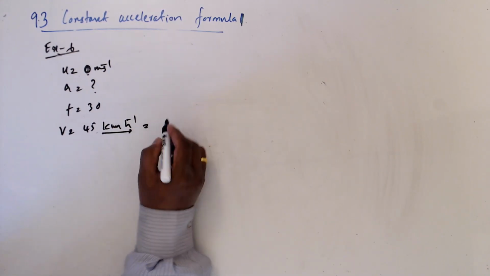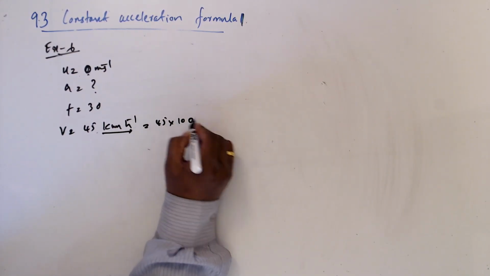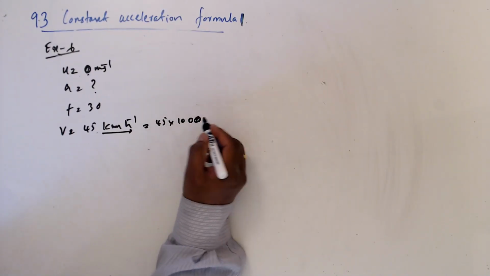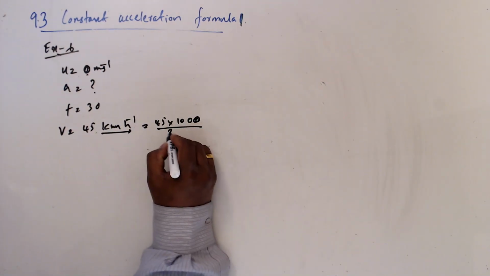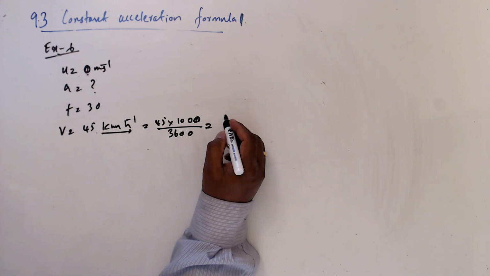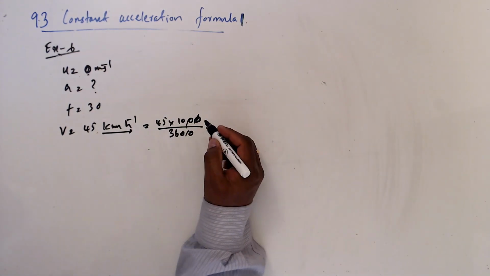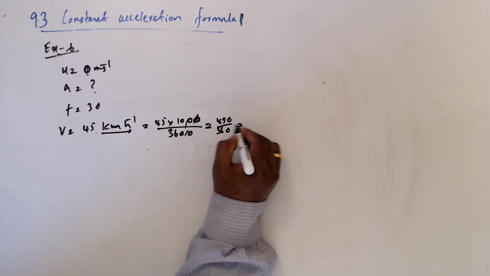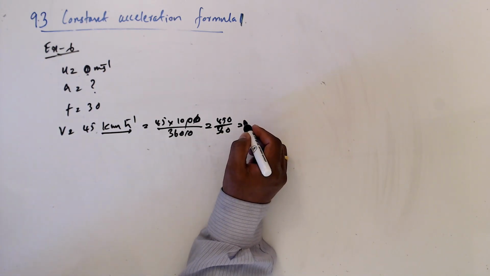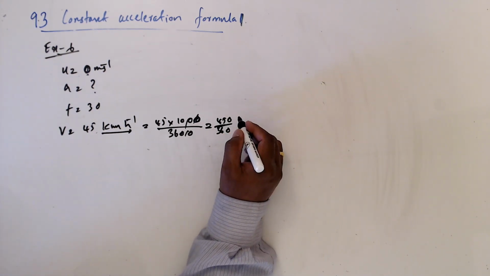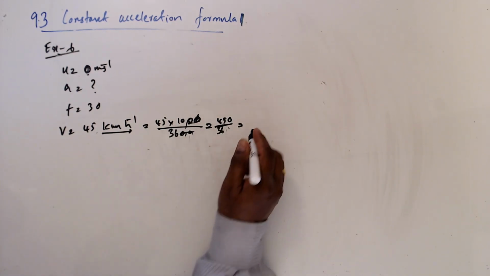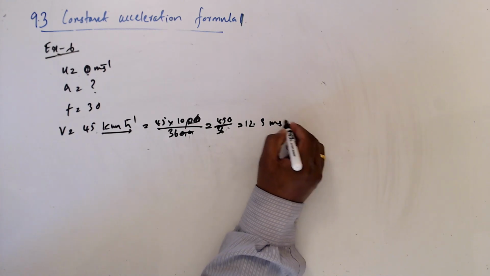This is not SI, so we multiply 45 by 1000 to make it meters, and divide by 3600 to convert hours to seconds. This is 450 over 36, which is 12.5 m/s.